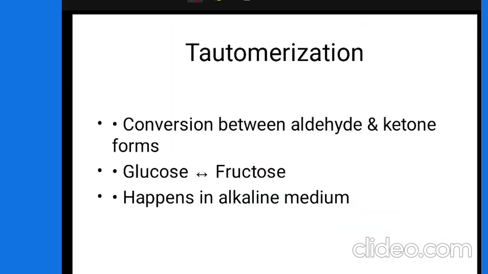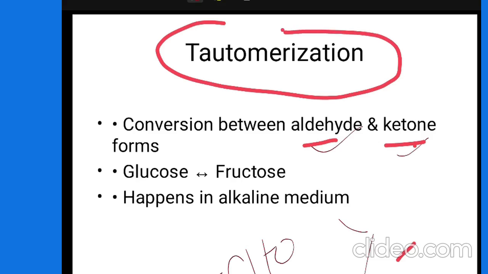Tautomerisation. Tautomerisation stands for the conversion between aldehyde and ketone form. So we can see over here that this is the aldehyde form and this is the ketone form. Conversion between aldehyde and ketone forms is known as tautomerisation. It happens in the alkaline medium, glucose with the conversion to fructose.